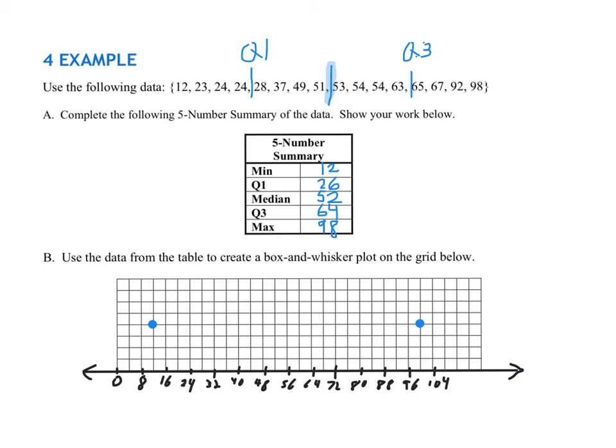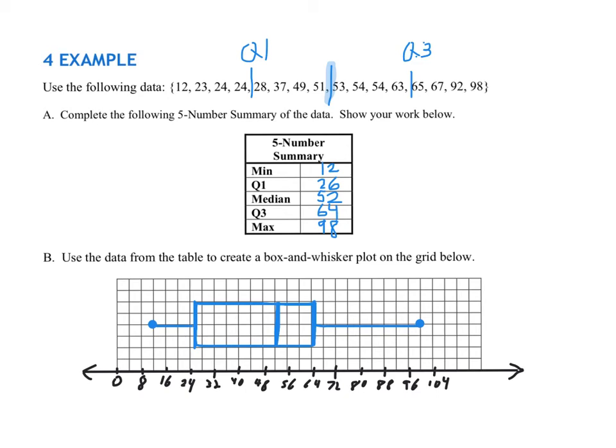The median, quartile 1, and quartile 3 all get lines. So let me go ahead and put some lines down for those. I'll do the median first, which is at 52. Quartile 1 gets a line, 26. And quartile 3 gets a line at 64. Then you just connect your box. The min and the max is connected by a long line called the whiskers.